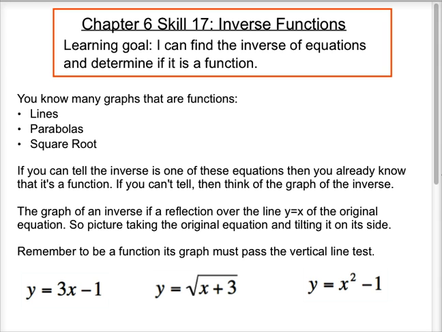Determining is it truly a function or not. That's our big idea for today. Our big focus for today is determining are these things functions or are they not functions when we find the inverse. Now, you know several things that are functions.